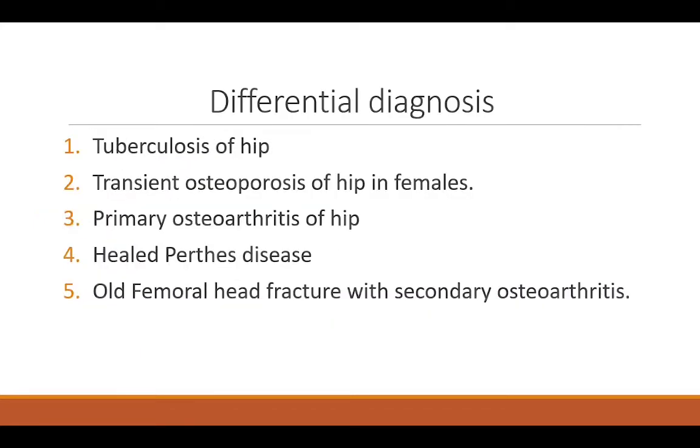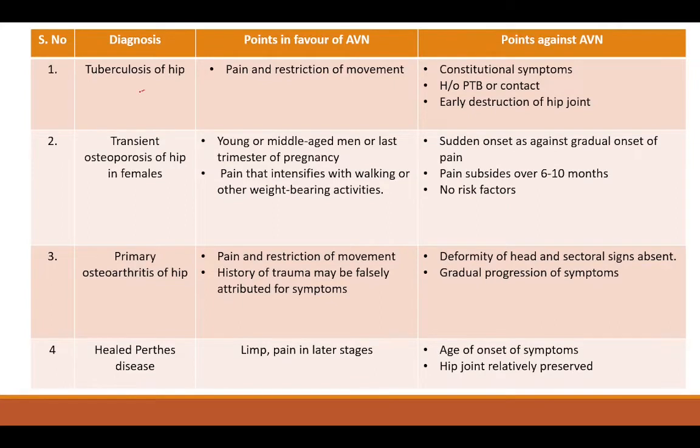Differential diagnoses for AVN include tuberculosis of the hip, especially in developing countries, transient osteoporosis of the hip, primary osteoarthritis of the hip, healed Perthes disease, and old femoral head fracture with secondary osteoarthritis. Regarding tuberculosis of the hip, pain and restriction of movement are common. Points against AVN include a history of constitutional symptoms, which are typically seen in tuberculosis of the hip, a history of pulmonary TB or contact history, and in TB hip there is early destruction of the hip joint, which is not seen in AVN. In AVN, the hip joint osteoarthritic changes are delayed.